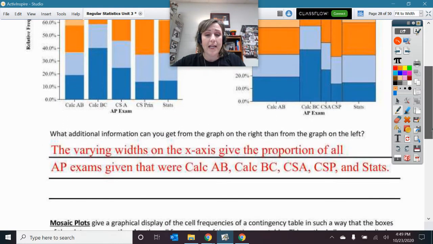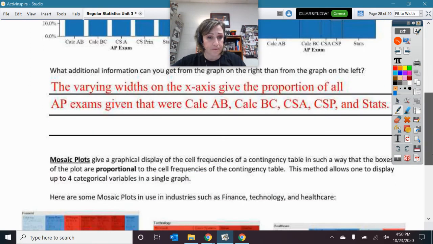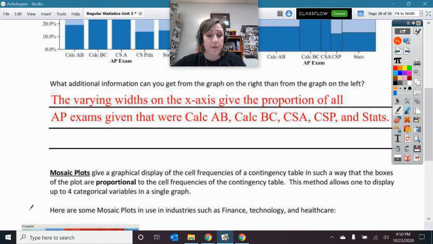And so right here we say, what additional information? The varying widths on the x-axis give us a proportion of all AP exams given that were the Calc AB, Calc BC, CSA, CSP, and Stats, okay? That were those particular types. Now, the key is mosaic plots are this type of graphical display that will give us the proportion of the totals. Okay, and they will not violate the area principle. So if they look twice as big, then there are twice as many proportionately to the totals.